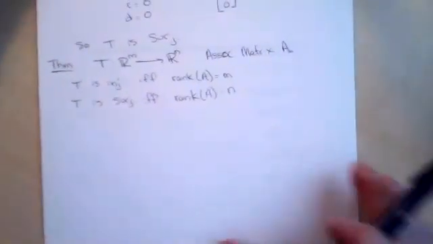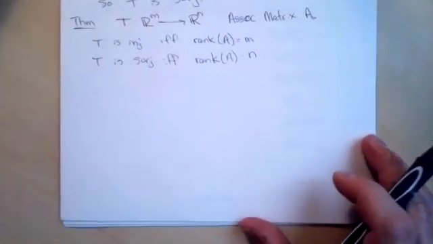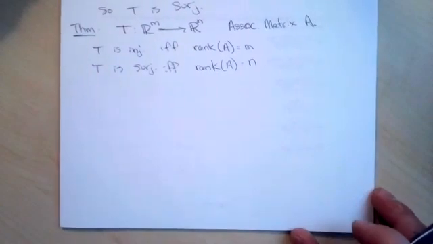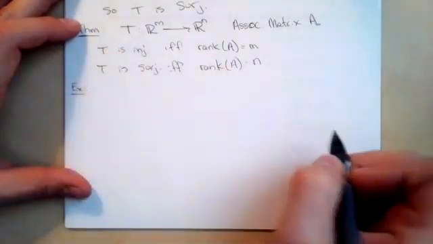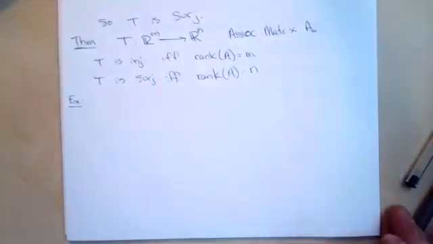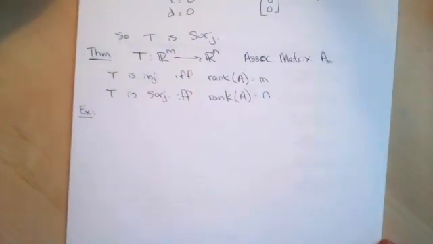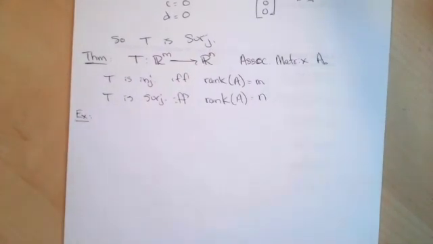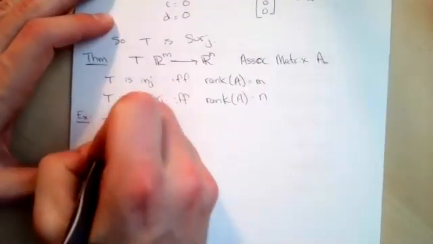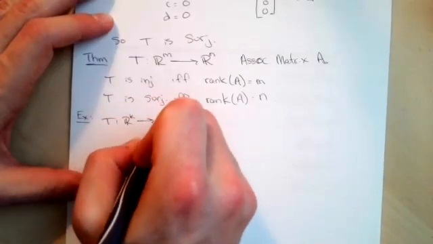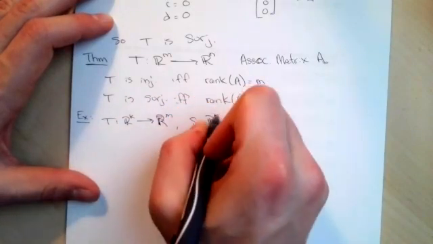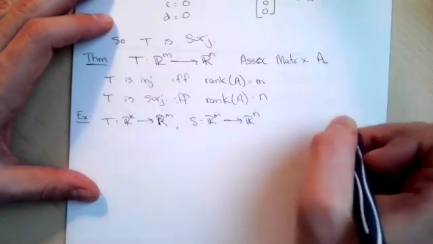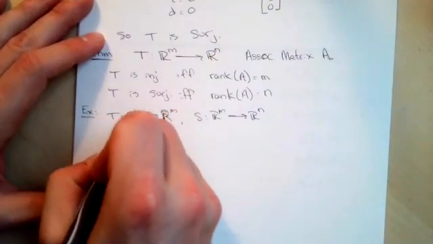Okay, so I don't want to prove that one. I just wanted to talk about it a little bit. Let's see some more examples and work through what happens with compositions with these notions of surjective and injective. So for example, if we have T from R^k to R^m, and we have S from R^m to R^n, we can form their composition.